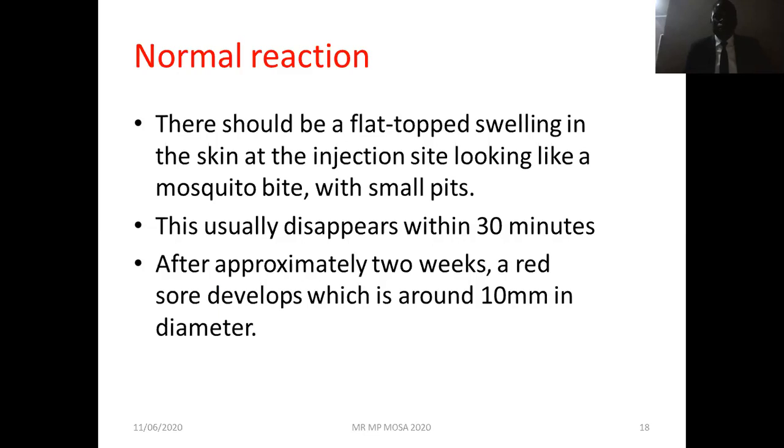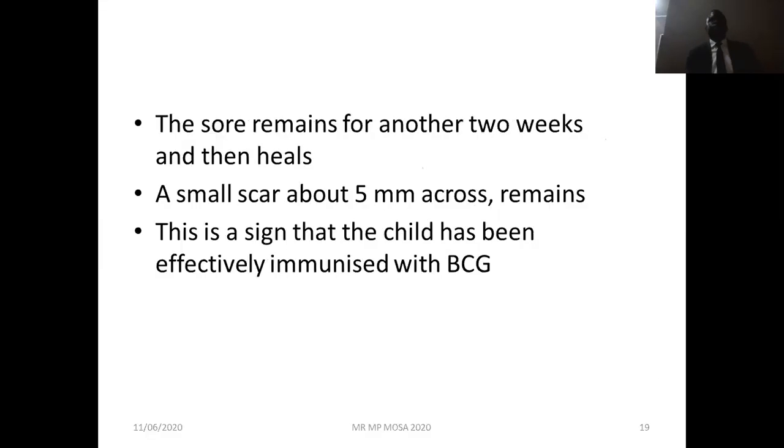After approximately 2 weeks, a red sore develops, which is around 10 millimeters in diameter. So don't be surprised when someone develops a sore after receiving the BCG. It is normal to have those, and it simply means that the vaccine has worked very well. So the sore remains for another 2 weeks and then heals. A small scar about 5 millimeters across remains. This is a sign that the child has been effectively immunized with BCG. So this is what I'm saying. If there is a scar, it simply means that the child has been effectively vaccinated against BCG, that is against tuberculosis.